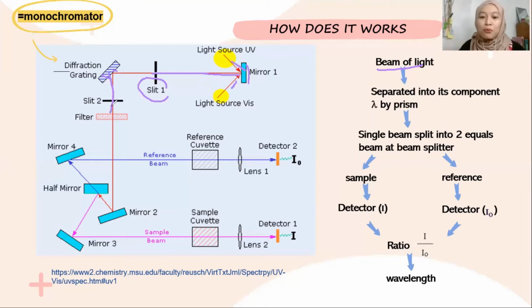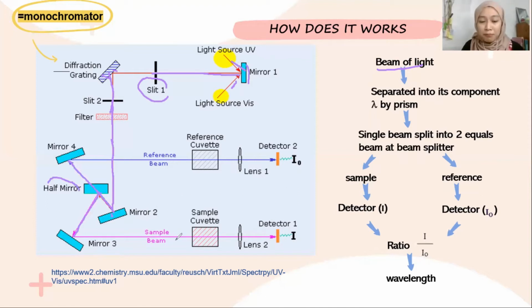Only one type of wavelength of light in this situation is going to make it through the second slit and into the filter. One single wavelength will pass through until it reflects at the second mirror, mirror 2, and it will be separated at the half mirror, or can be said it will be split at the half mirror. The half mirror here is also known as the beam splitter. So two beams have been split into the sample beam and also the reference beam.